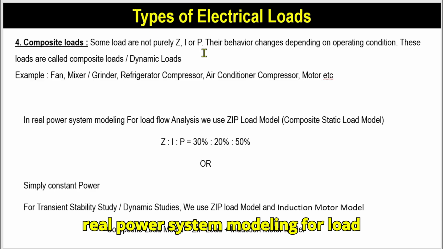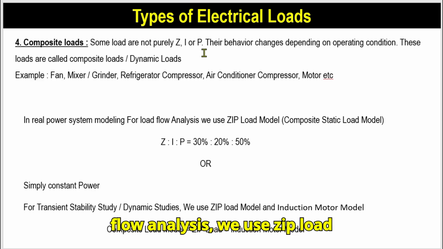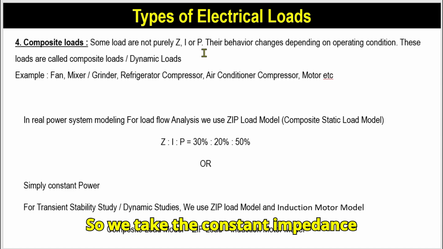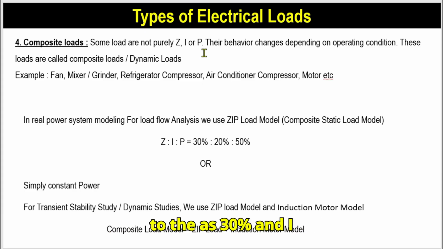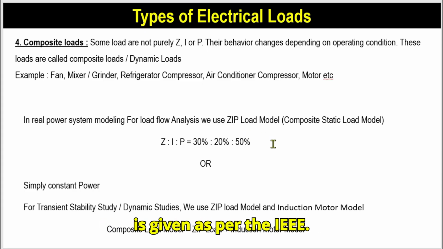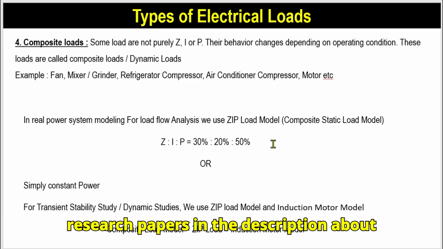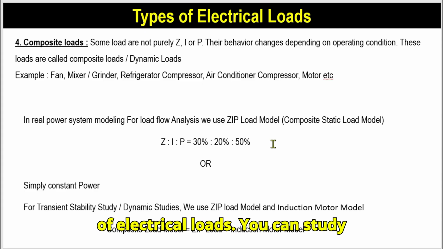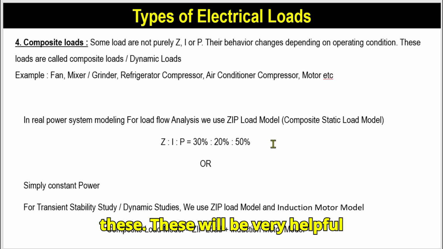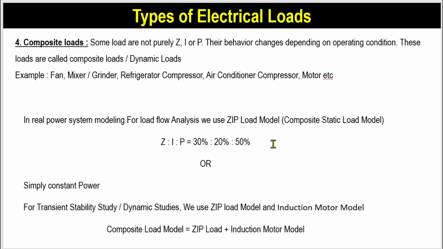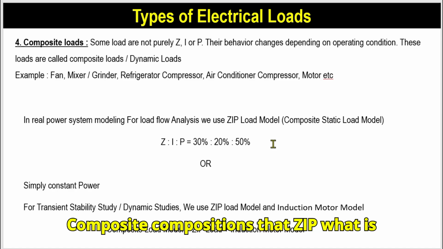In the real power system modeling, for load flow analysis, we use ZIP load model. Z is the constant impedance, so we take the constant impedance load as 30%, I 20% and P 50%. This percentage is given as per the IEEE. I have attached some IEEE research papers in the description about the load model, about the types of electrical loads. You can study these. These will be very helpful to understand the different types of loads and their composition ZIP.